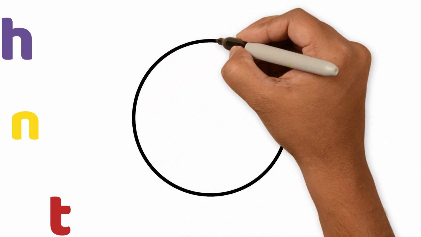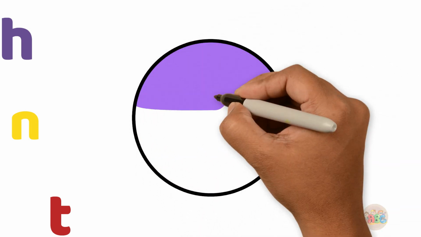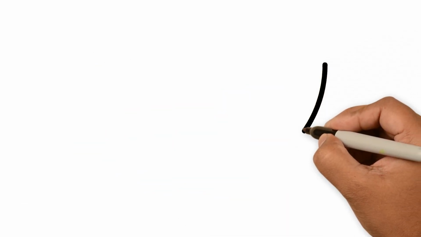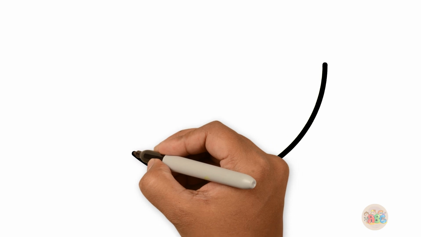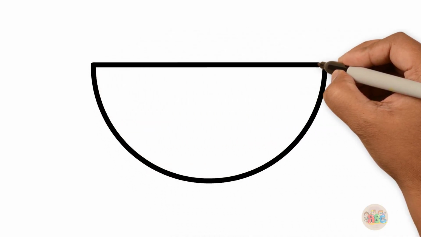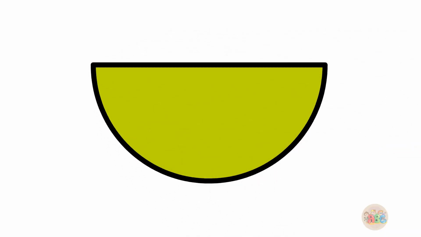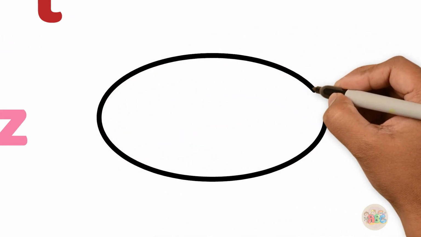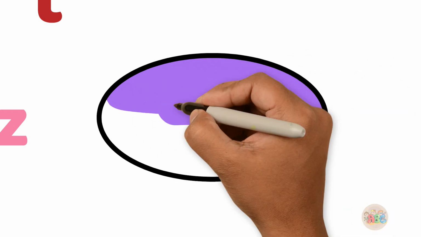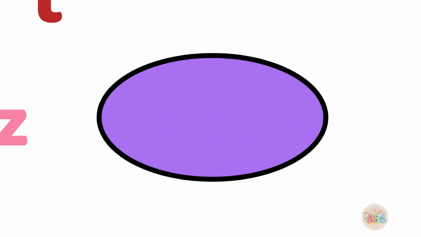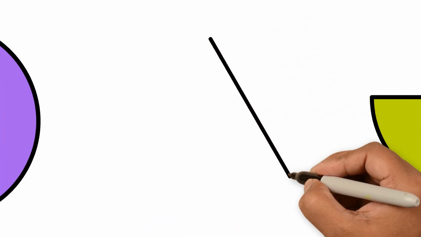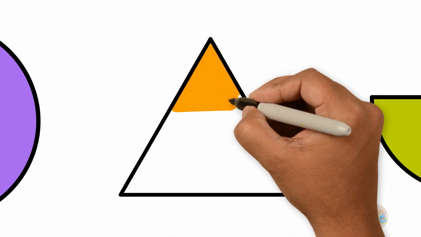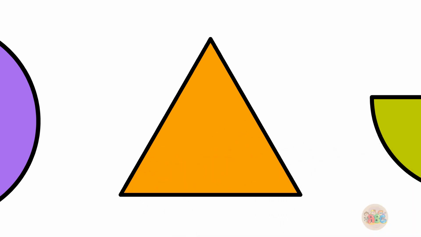Say with me, shape name, circle, color name, violet. Say with me, shape name, half circle, color name, light green. Say with me, shape name, oval. Say with me, shape name, triangle, color name, orange.